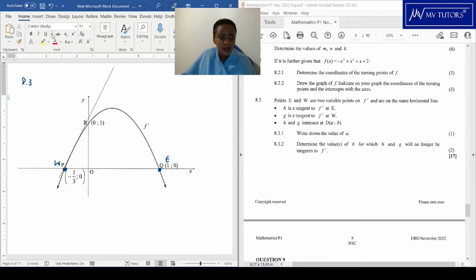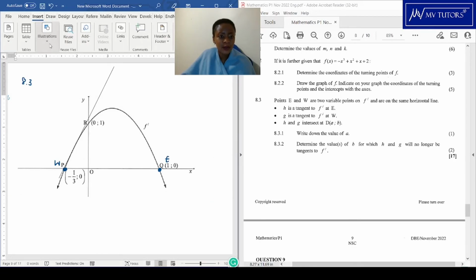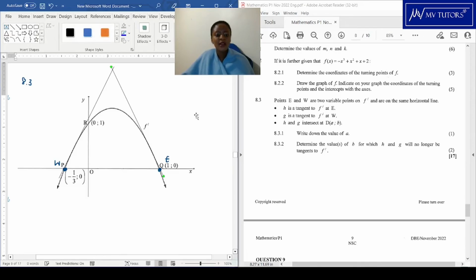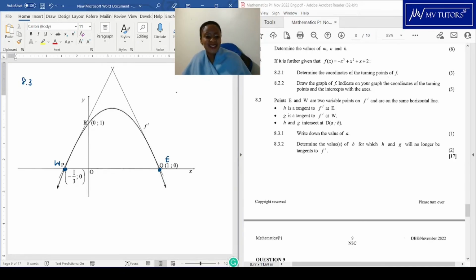Okay, so then we have another line. Let's see, illustrations, shapes. That's the one that I want. Okay, there we are. So you can see the tangent is not exactly where it needs to be. Tangent should be there, but let's just pretend like it is tangent at E and W, okay? And this is where D is. Let's not waste time trying to make things perfect. Okay, so that's what we have. That's the scenario that we have.